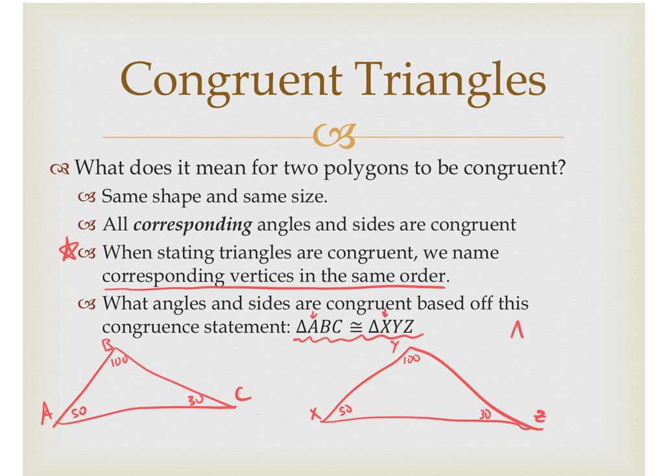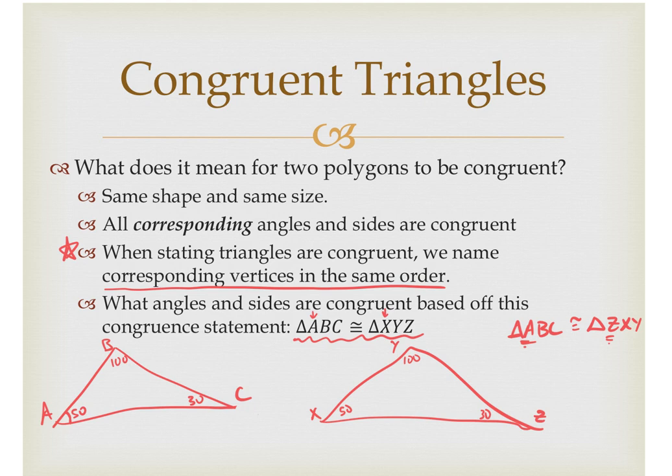But if you were to say that triangle ABC is congruent to ZXY, using these two pictures, what you have currently said is that A is congruent to Z. And when you look at our picture, A is not congruent to Z.